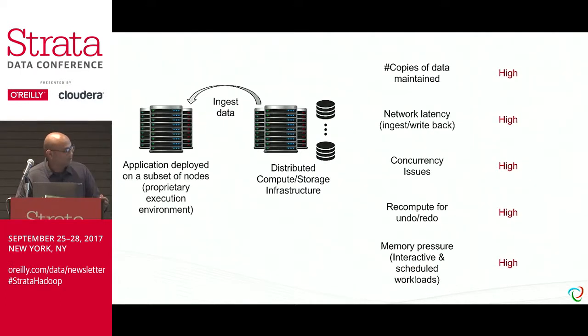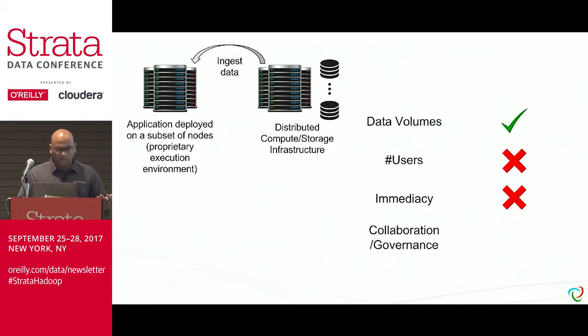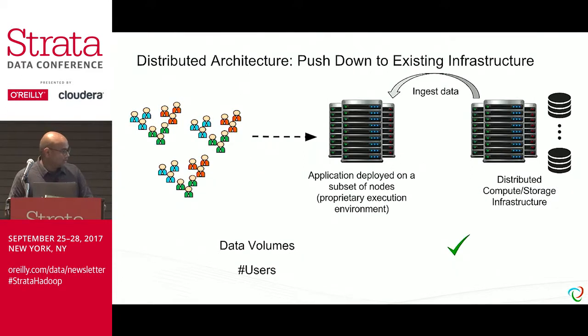So if you look at this solution, in summary, you're maintaining a lot of copies of the data, you're saturating the network bandwidth, and you're running into concurrency issues and memory pressure. So although the solution scales for data volumes, it doesn't really scale with the number of users if you take immediacy into context. So what can you do about this?